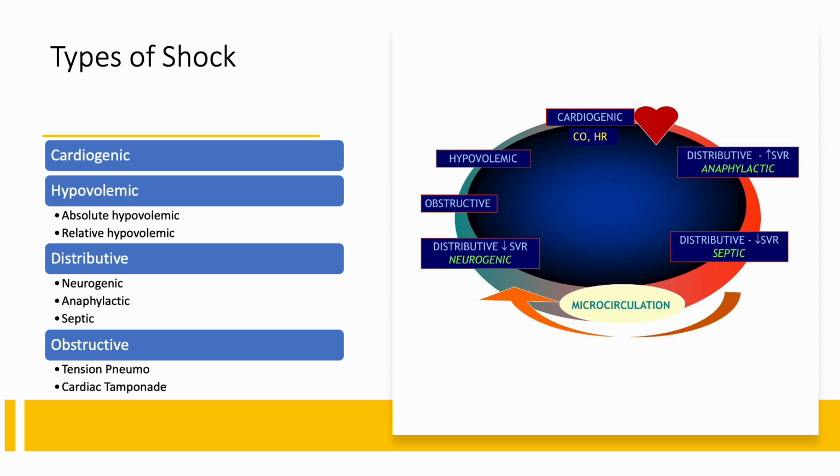Distributive shock occurs when blood vessels lose their tone, leading to widespread vasodilation and insufficient blood flow to tissues. Examples include septic, anaphylactic, and neurogenic shock. Obstructive shock results from a physical obstruction to blood flow, such as a pulmonary embolism or cardiac tamponade, impeding circulation and causing inadequate tissue perfusion. Each type of shock involves different mechanisms but leads to the common outcome of reduced oxygen delivery to tissues.